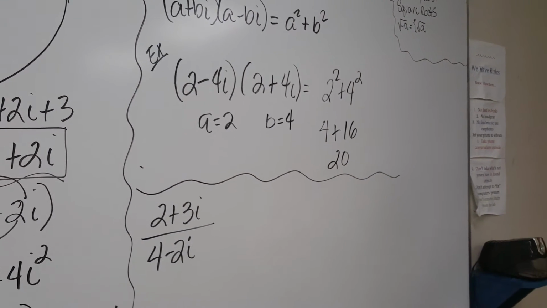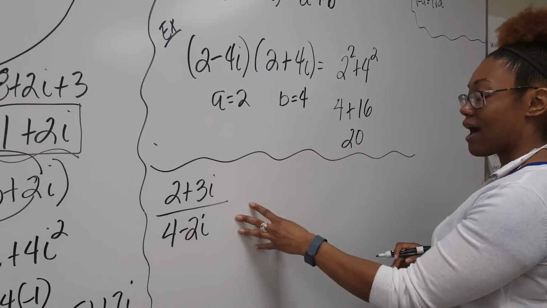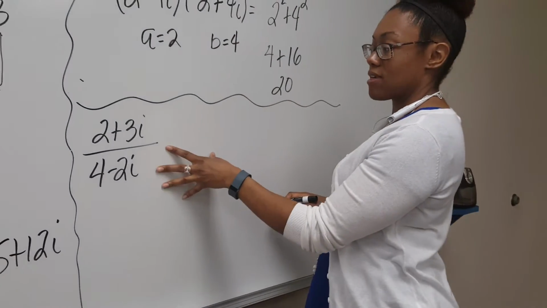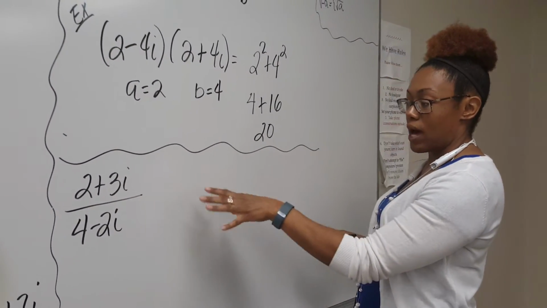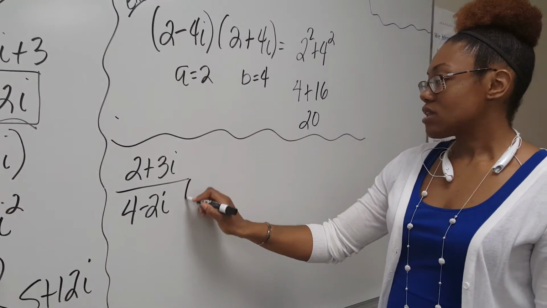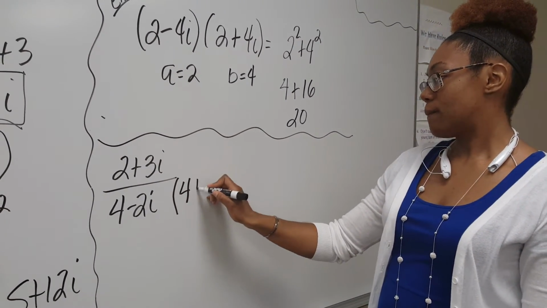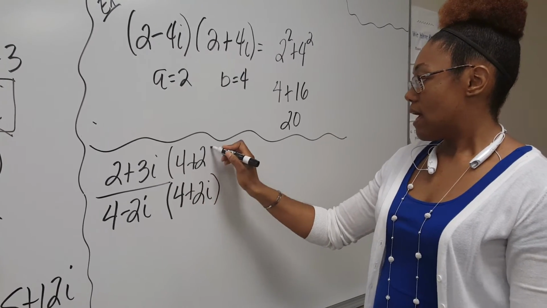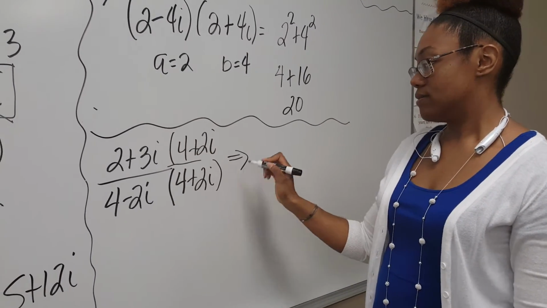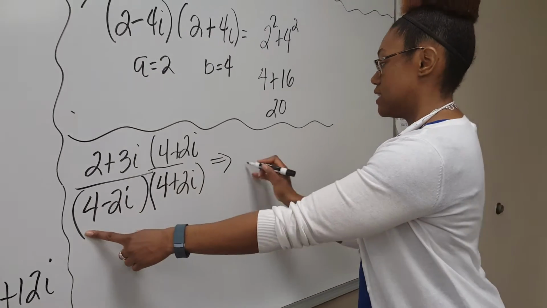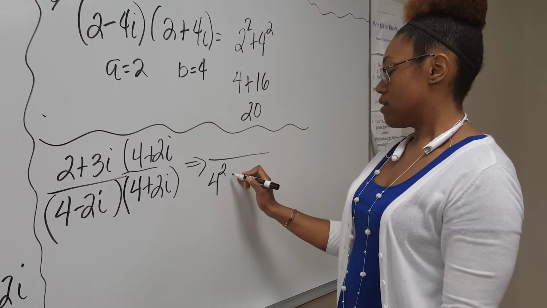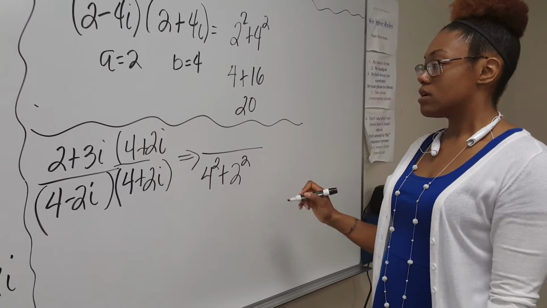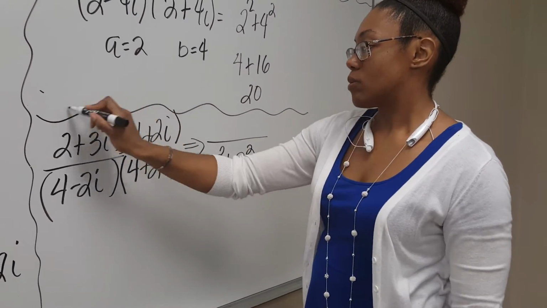The reason why we're doing the conjugate is because, same as rationalizing the denominator, we're going to do the same thing when it applies to complex numbers. So that'll be 4 plus 2i, which is the conjugate of that, right? And then at the bottom, this would obviously be 4 squared minus, not minus, plus 2 squared, right? And at the top, we have to do what we were doing before.